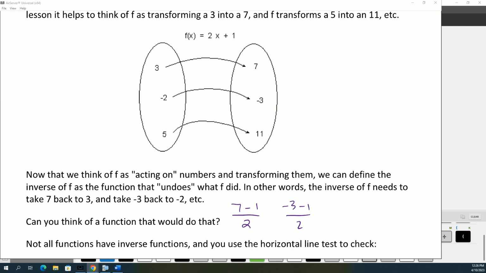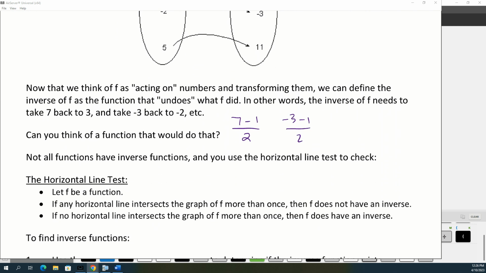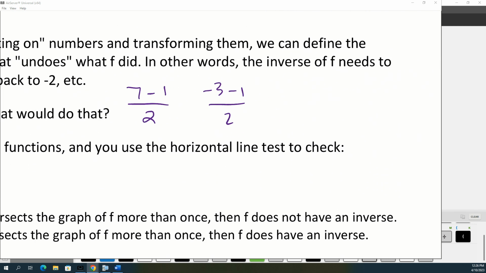So the inverse function, to write an inverse, is actually f to the negative 1 of x. It would be x minus 1 divided by 2. Now, I'm not going to have you guys figure these out in your head. That was just to get you started thinking about what an inverse is. It just undoes what the original function did.